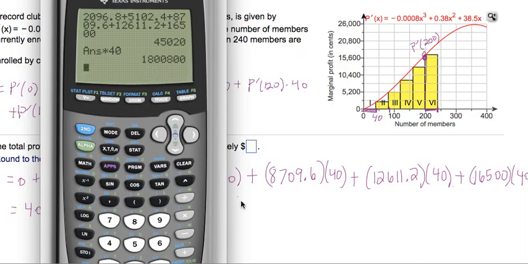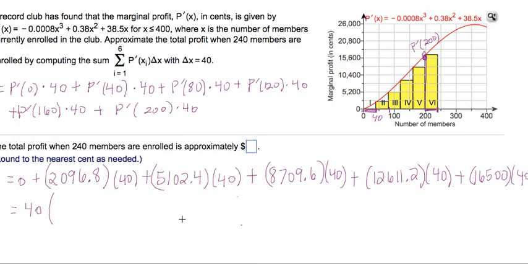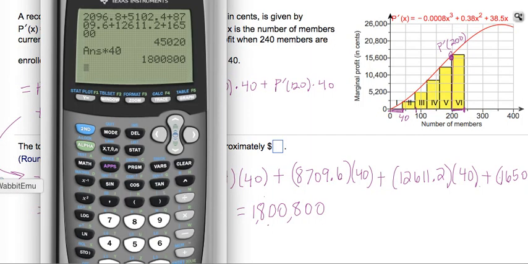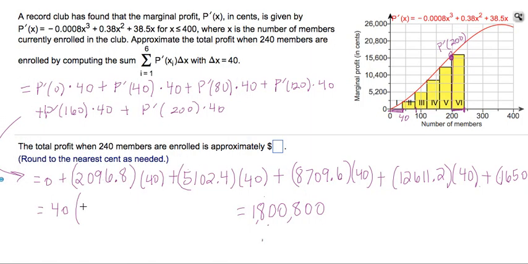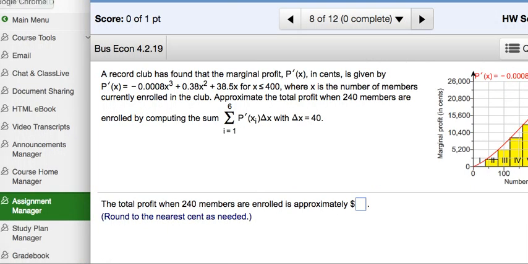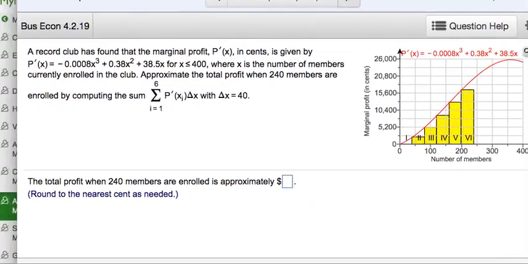Wow, 1,800,800. And I didn't see any decimals at all there. That number, let's get it real quick, that I didn't write was 45,020 right here. 40 times 45,020. Okay, let's make sure this works. 1,800,800. Okay, going in right here.